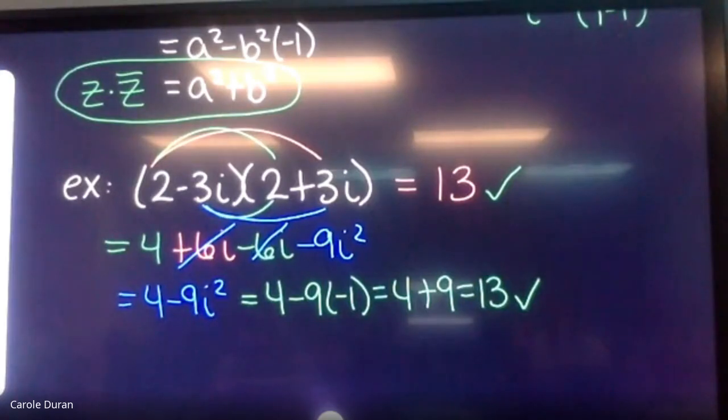Okay, so what we're going to do now is apply this in a division problem. Oof, okay. I know, you're so excited. And then we are done for the day.